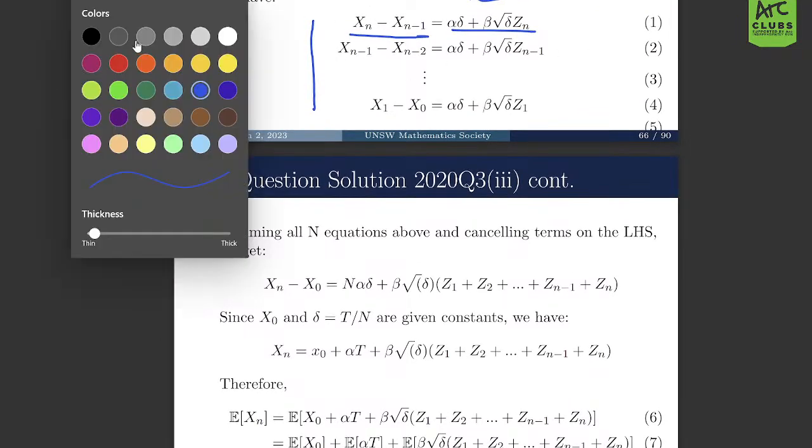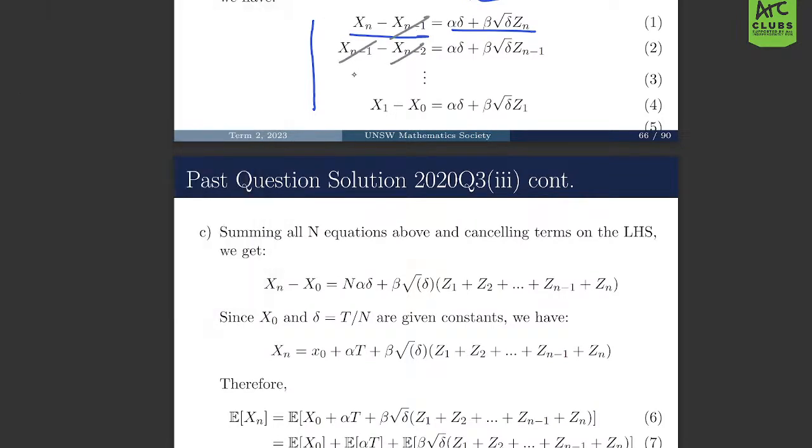see that this term will be cancelled out by that, this will be cancelled out with this term, which is not written, and x1 will be cancelled out with something above. So essentially on the left-hand side, we only have xn minus x0 left. This should be pretty easy. And on the right, these are all constants. These are all the same. There are capital N of them.